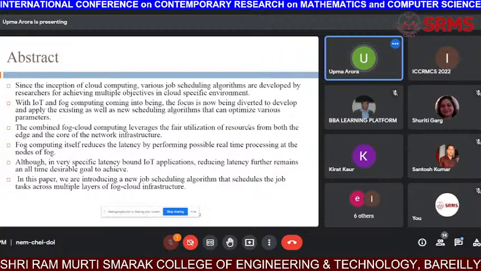Next one is introduction to latency management in fog cloud infrastructure. So what is latency? Latency is the time interval between the stimulation and the response, or more generally we can say a time delay between the cause and the effect of some physical changes in the system being observed. And there can be different parameters that cause the delay in the system, such as execution time, application loop delay, etc.